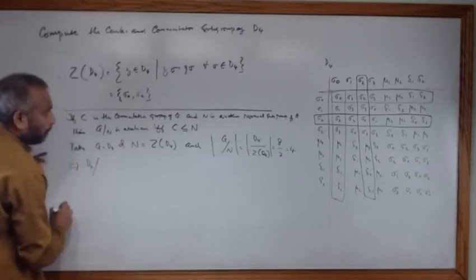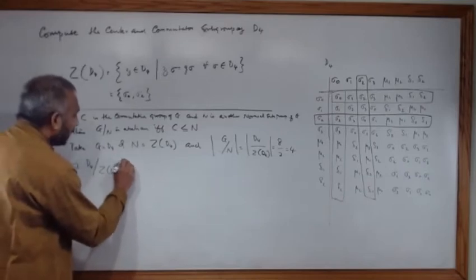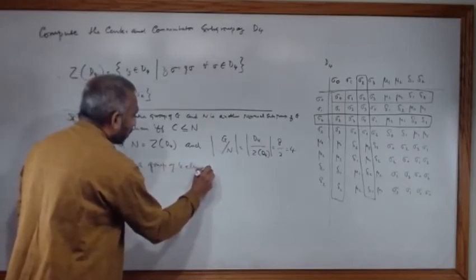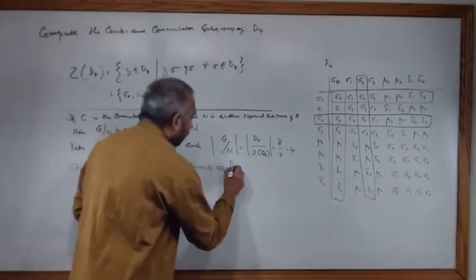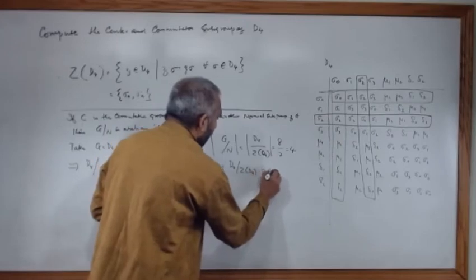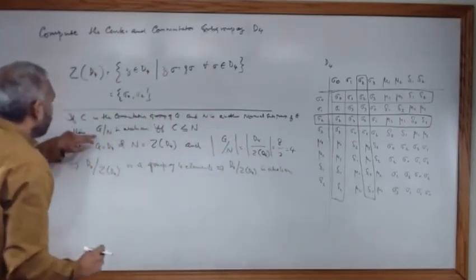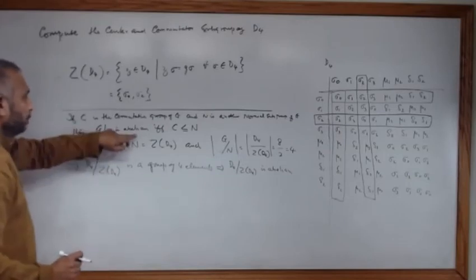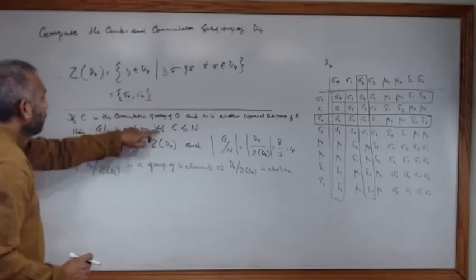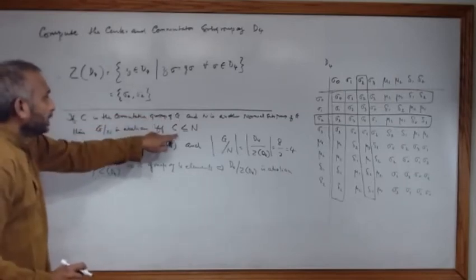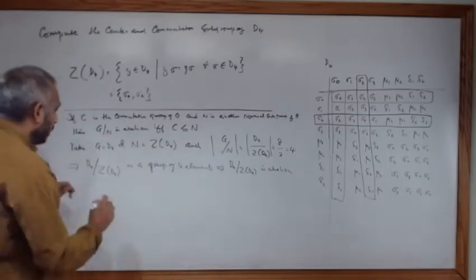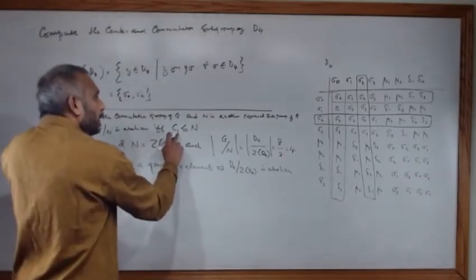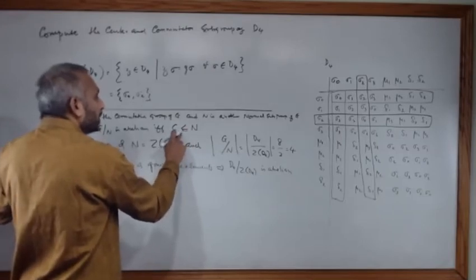That implies the factor group D4 over Z of D4 is a group of 4 elements, and that implies D4 over Z of D4 is abelian. Now we apply this rule. This is D4, this is Z of D4, this is abelian. If this is abelian, then the commutator group of G is a subgroup of N. It doesn't need to be a proper subgroup. All it says is either the same or a subgroup.